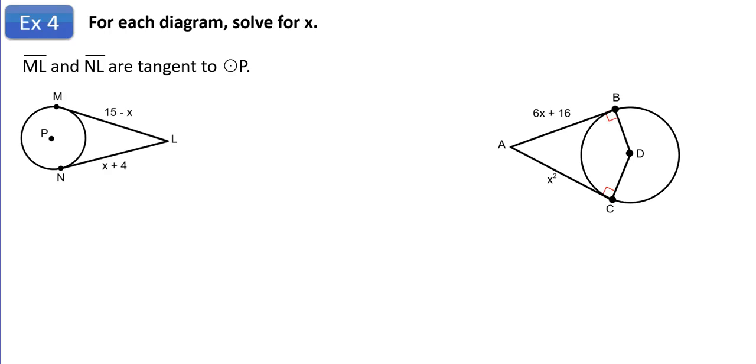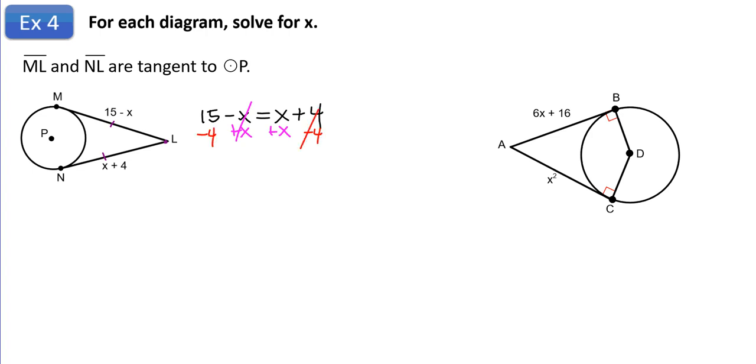So for this diagram, first diagram, we have ML and NL, both tangent to circle P. Because they're both tangents to circle P, we know that they are equal to each other in length. So 15 minus x is equal to x plus 4. And we can solve for x fairly simply by bringing our x terms together and bringing our constants together.